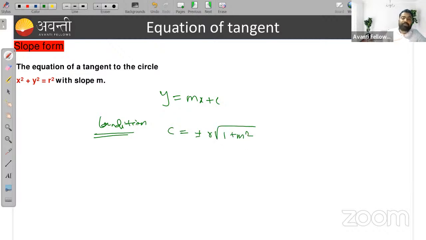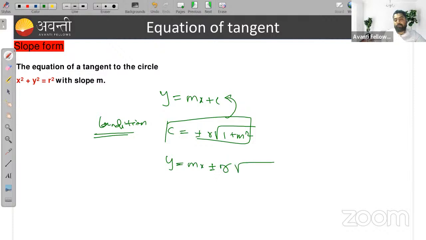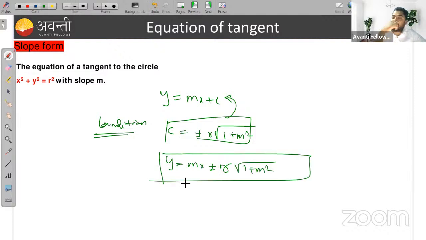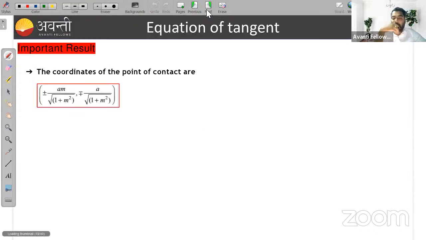Right. So substitute this in the given equation. So what is the equation you will get? That is the slope form of the equation of tangent. That is y is equal to mx plus or minus r into root of 1 plus m square. So this is the slope form of a tangent. Clear? Move. Next, some important results also.